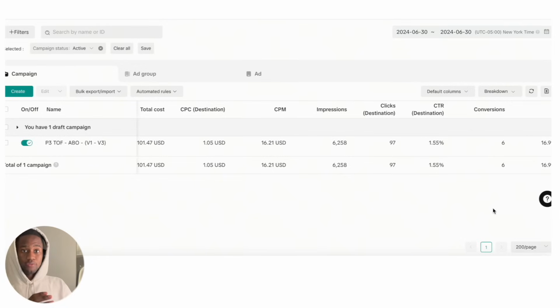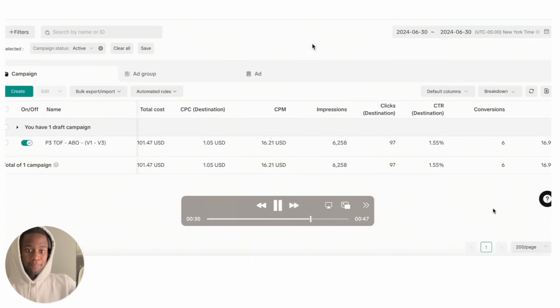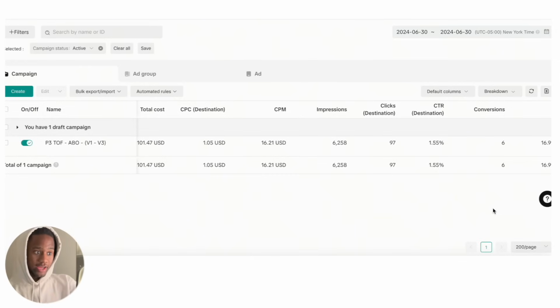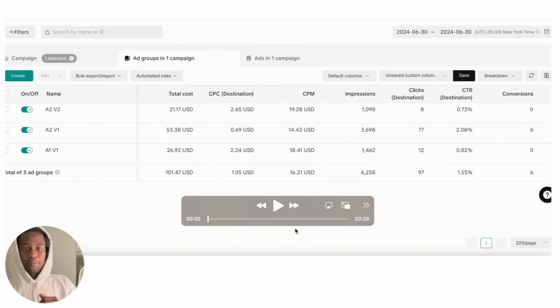2, 3, 4 conversions on day 1, great. This is what you're looking for, okay? So this campaign was killing it, okay? If you go to the ad group level though, because you don't want to make decisions just based on the campaign level, you want to go to the ad group level.